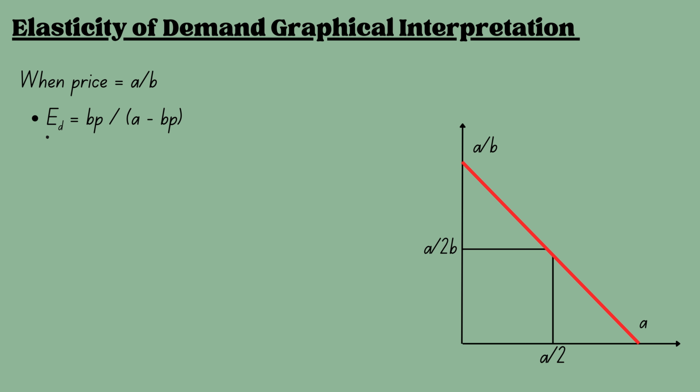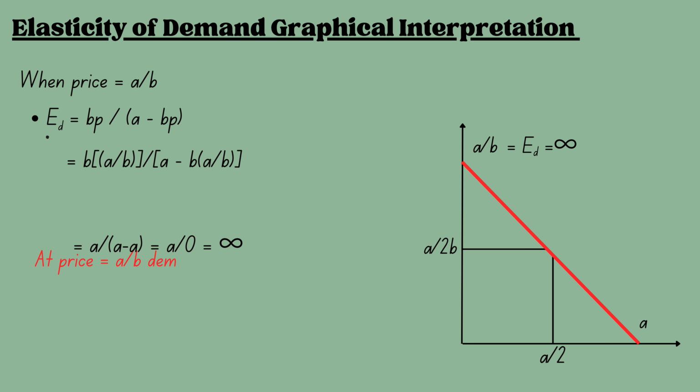Substituting the value of P in the equation, we will get B into A upon B whole divided by A minus B into A divided by B, which will give us A upon A minus A, which is equal to A upon 0, or infinity. Thus, at the vertical intercept of the demand curve, our demand is perfectly elastic. A slight change in price will lead to extreme changes in the quantity demanded for the good.